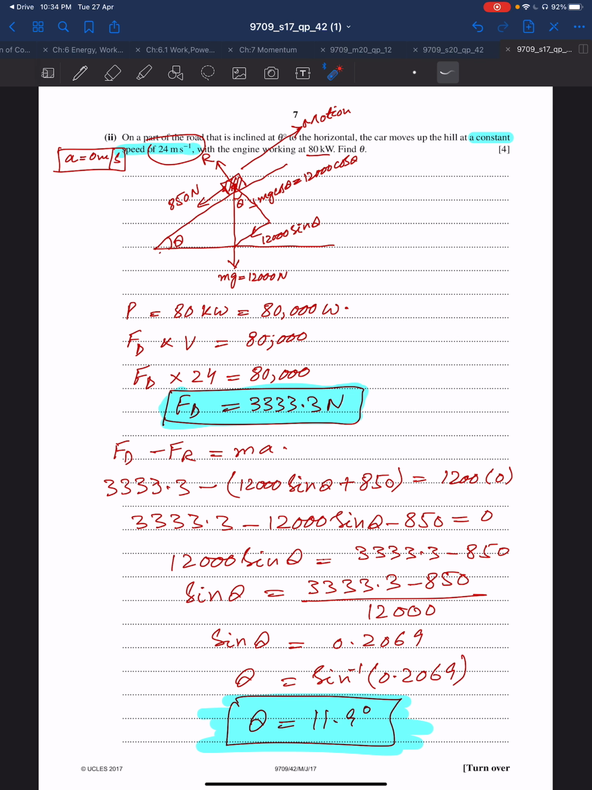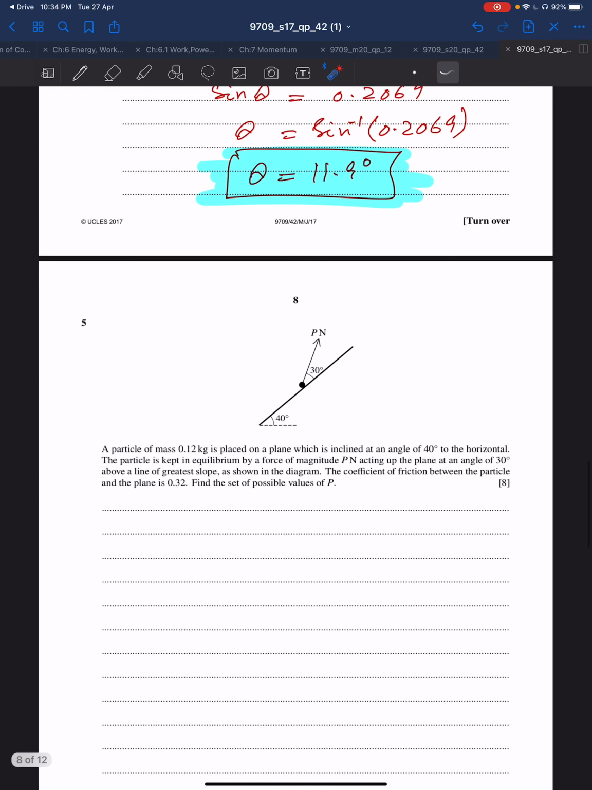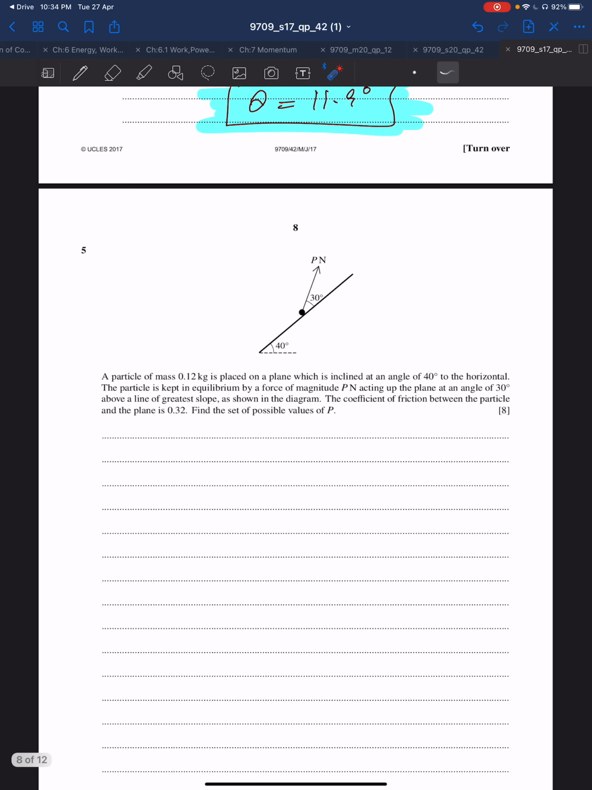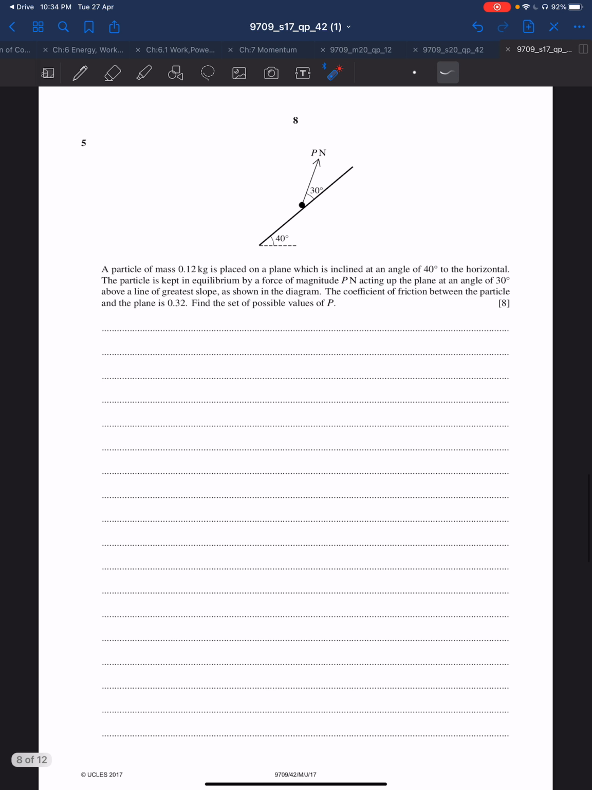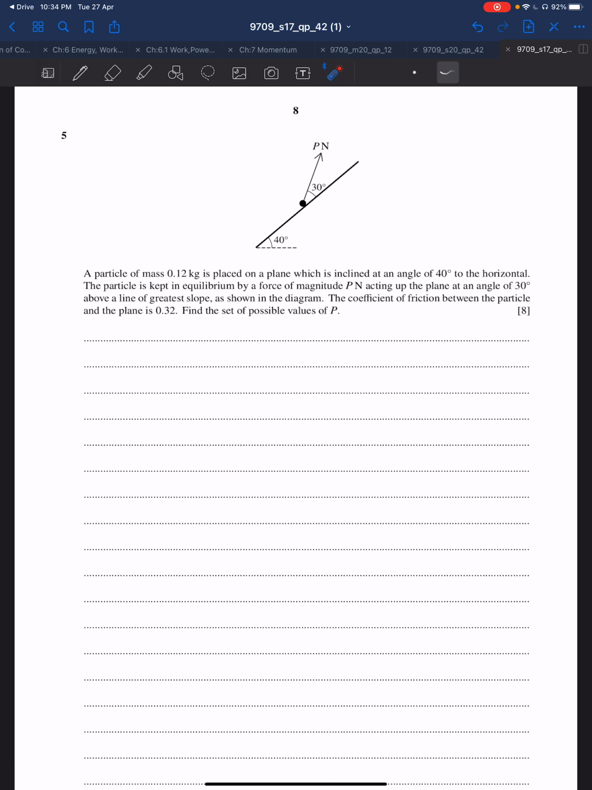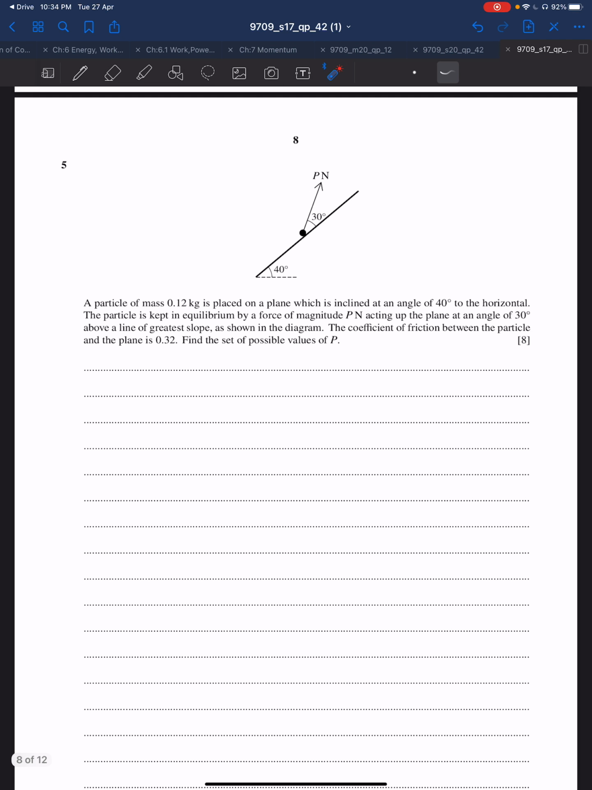So come to the next question. This is question number 5. We'll read the question first. This is a really very important question. It's a very good question. In this question, you are given one inclined surface, and there's a particle P on the inclined surface, and a force of P Newton is applied on the particle at an angle of 30 degrees. Okay, let's read the question first.